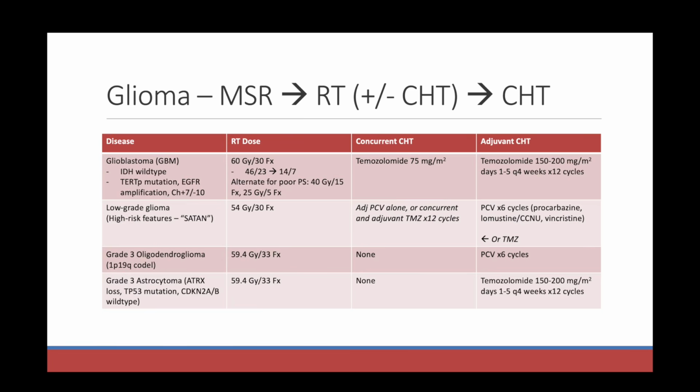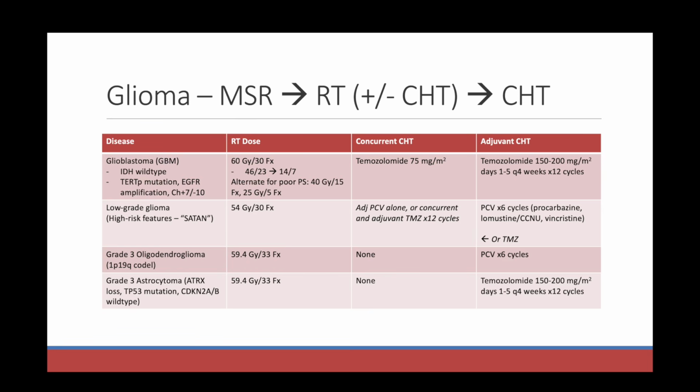After maximal safe resection, these patients are usually going to be getting radiation about a month after treatment with or without concurrent chemotherapy. And after they complete the radiation, again, we get that 1 month post-treatment brain MRI, and we will probably be starting them on some type of adjuvant chemotherapy as well.